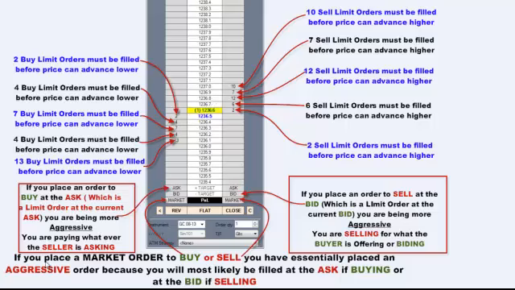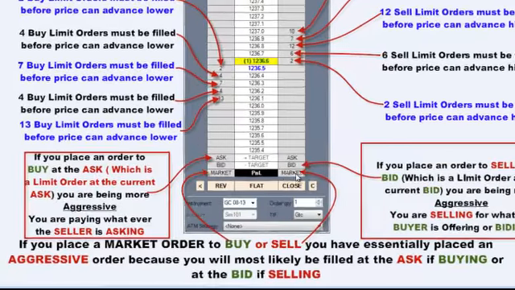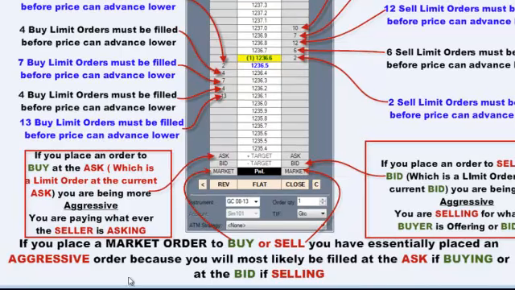If you place a market order right here or right here to sell or buy, you essentially place an aggressive order, like I talked about a while ago. You will be filled at the ask if buying or at the bid if selling. So that's what happens when you place a market order. That's also what happens when a stop limit order gets hit. It becomes a market order.